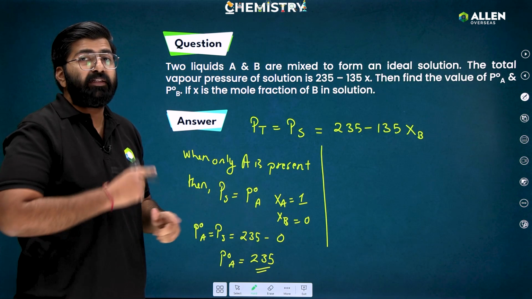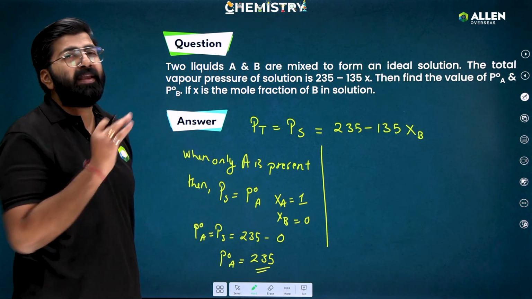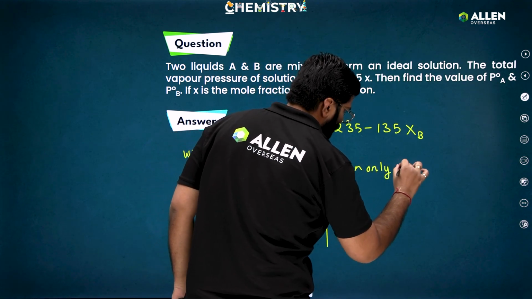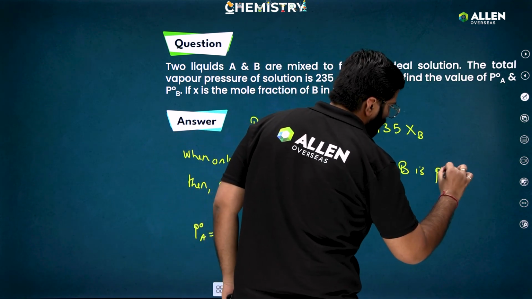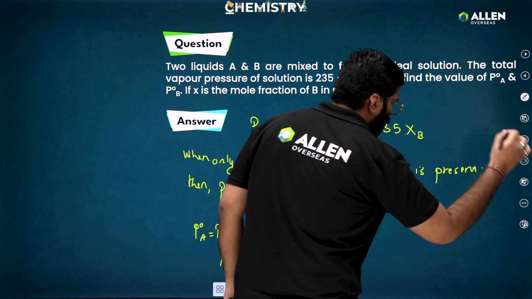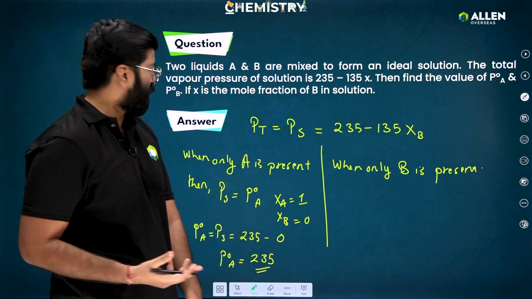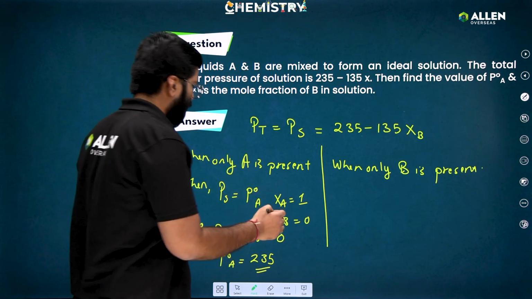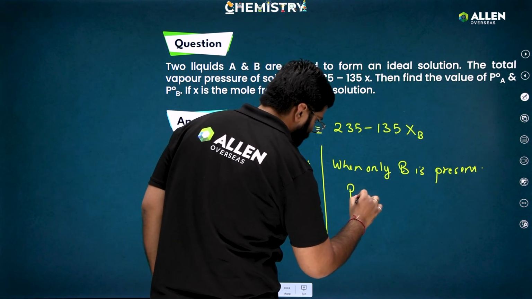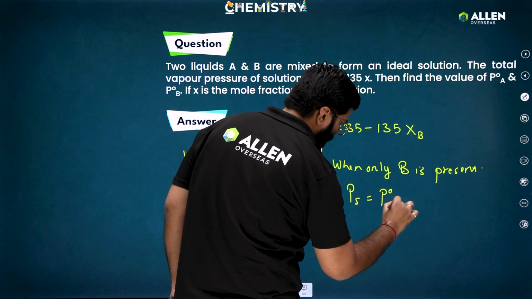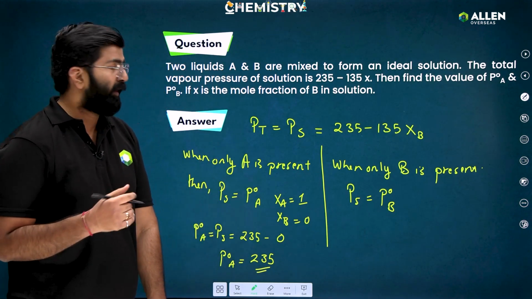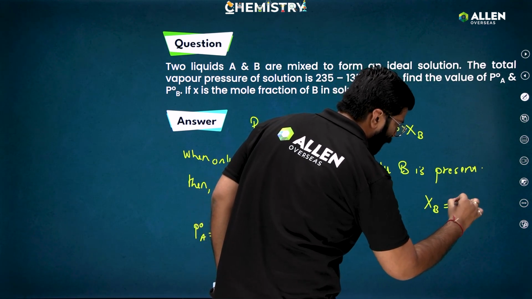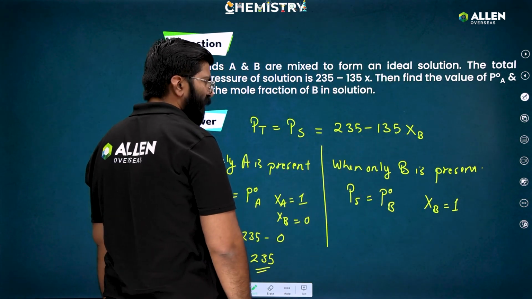Now in the second situation, it's very easy. In the one situation we considered only A is present. In the second situation we are going to consider only B is present. When only B is present, in that situation, what is going to happen? Obviously, PS will be equal to P naught B. Yes, I can write this part. And over here, if only B is present, the mole fraction of B will be equal to 1.